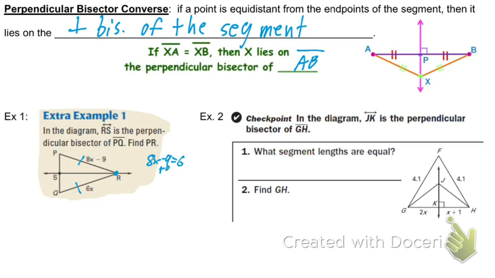Yes, Aiden? 4.5 units. Okay, so it's going to be 8x is equal to 15 divided by 8. No, you have to put 6x.